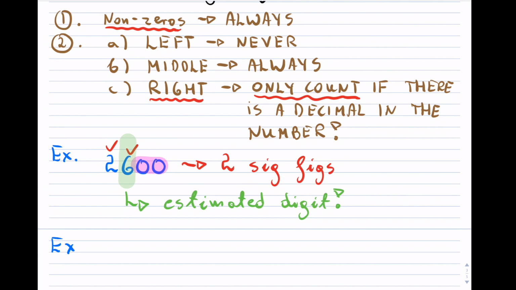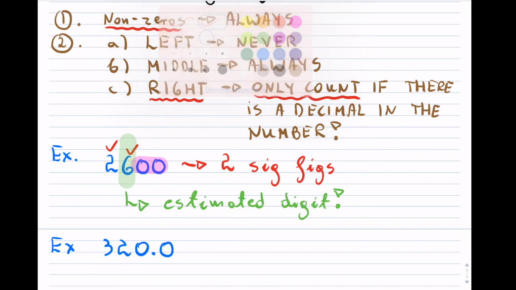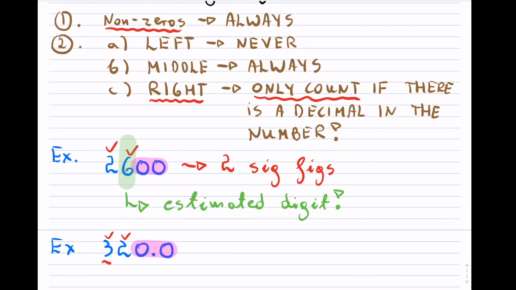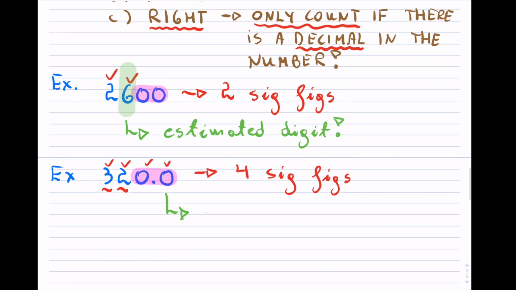Here is another example. This one is almost the same, but I'm going to stick in a decimal. So again, the 3 and the 2 count. And now for our zeros, notice it is zeros to the right of the non-zero digits, not of the decimal. Do they count? Well, our rule says that if they're on the right and there is a decimal, then they count. So these all count, and we have 4 sig figs. Our estimated digit is our last one, so that would be the last 0. That's another example.